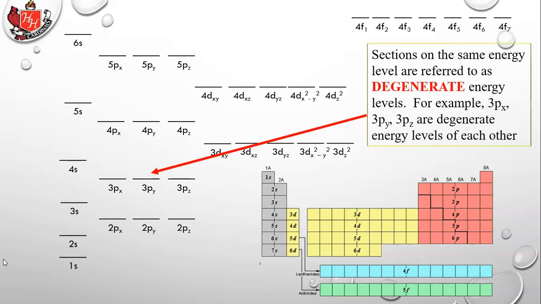So sections on the same energy level are referred to as degenerate energy levels. For example, 3px, 3py, 3pz are degenerate energy levels of each other. The word degenerate sounds like it's a bad word, like there's something negative about it. It's not. In chemistry, degenerate just means same energy level. That's all it means. It has no negative meaning or connotation to it, okay? So there you go. Anything that's on exactly the same level is called degenerate energy levels.